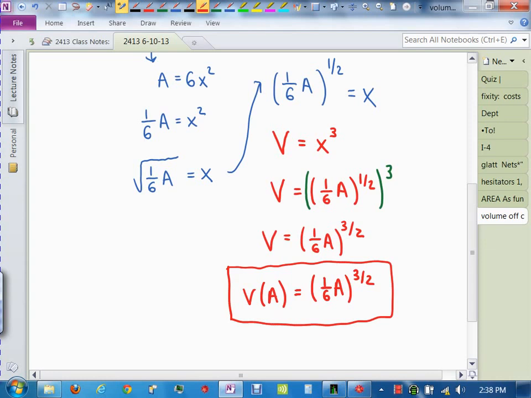Why don't you try the next one on your own? Or you can talk amongst each other in groups. And as soon as your table all comes to an agreement, you can take that first break. You're trying to express the surface area of a sphere as a function of its volume. This one's a tough one.